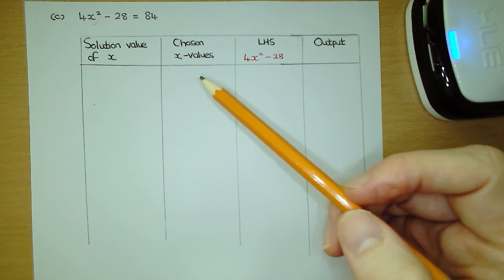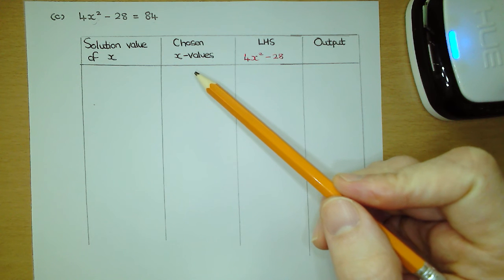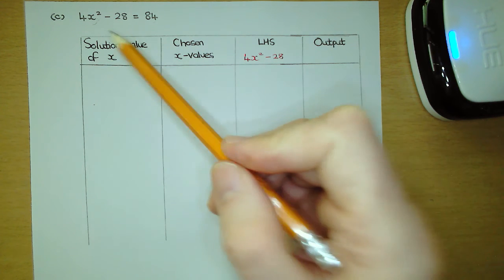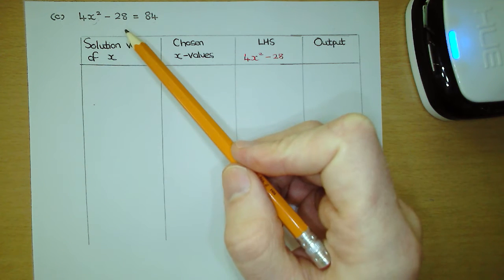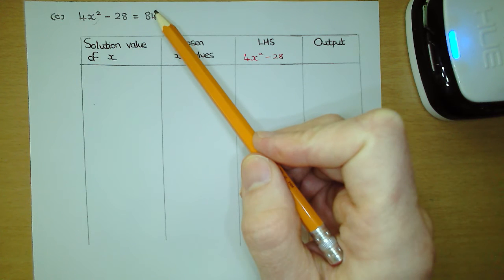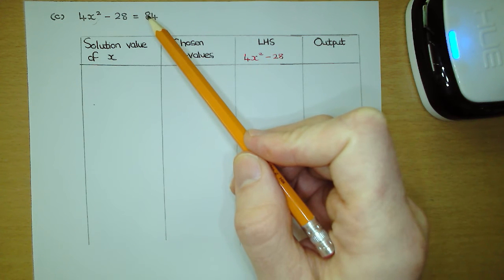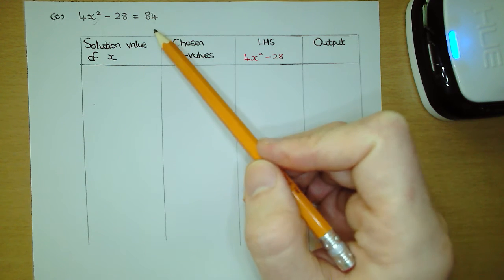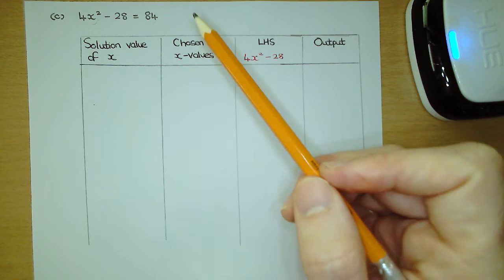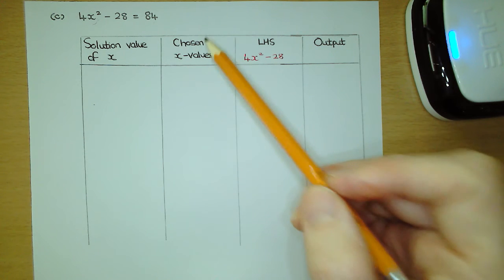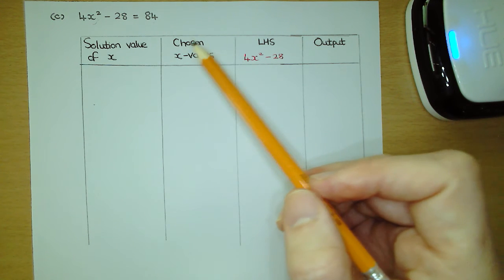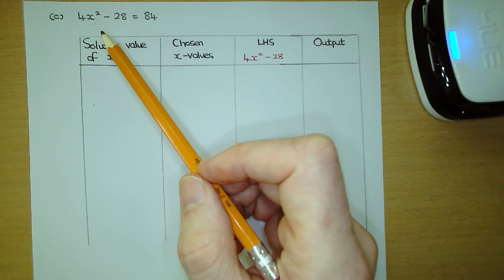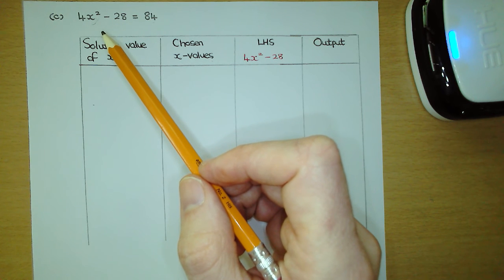So we always start by choosing 2 consecutive whole number x values such that when we sub them into the left hand side of the equation, one of them will give us an output which is smaller than the target number, and the other one will give us an output which is bigger than the target number. Now this time they have not told us what x value to start with, so we have to come up with that ourselves, and it may not necessarily be 1. It could be bigger than 1.